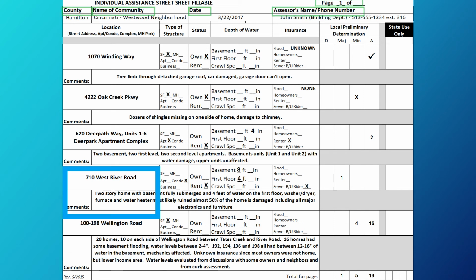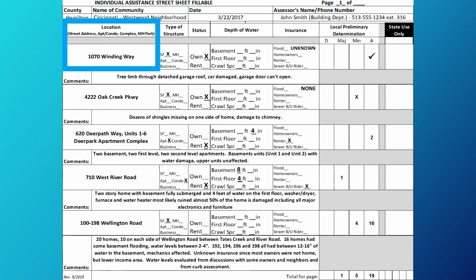In the location section, include the complete address. Also include apartment numbers, the apartment or condo complex name, the mobile home park name, and, if it's a business, include the name of the business. Next, you will select whether the structure is a single-family home, mobile home, apartment, condo, or business, and whether the residence is owned or rented.